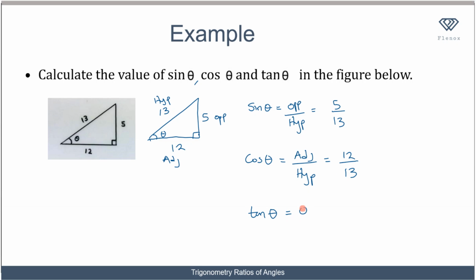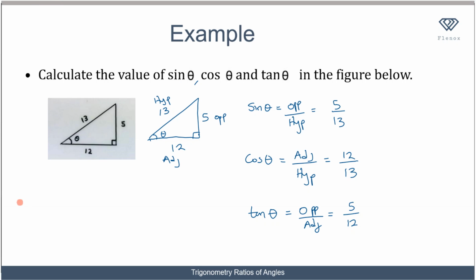And what is tan theta? I'm told that tangent is equal to the opposite over the adjacent. So the opposite is 5, and the adjacent is 12. So tan theta is 5 over 12.